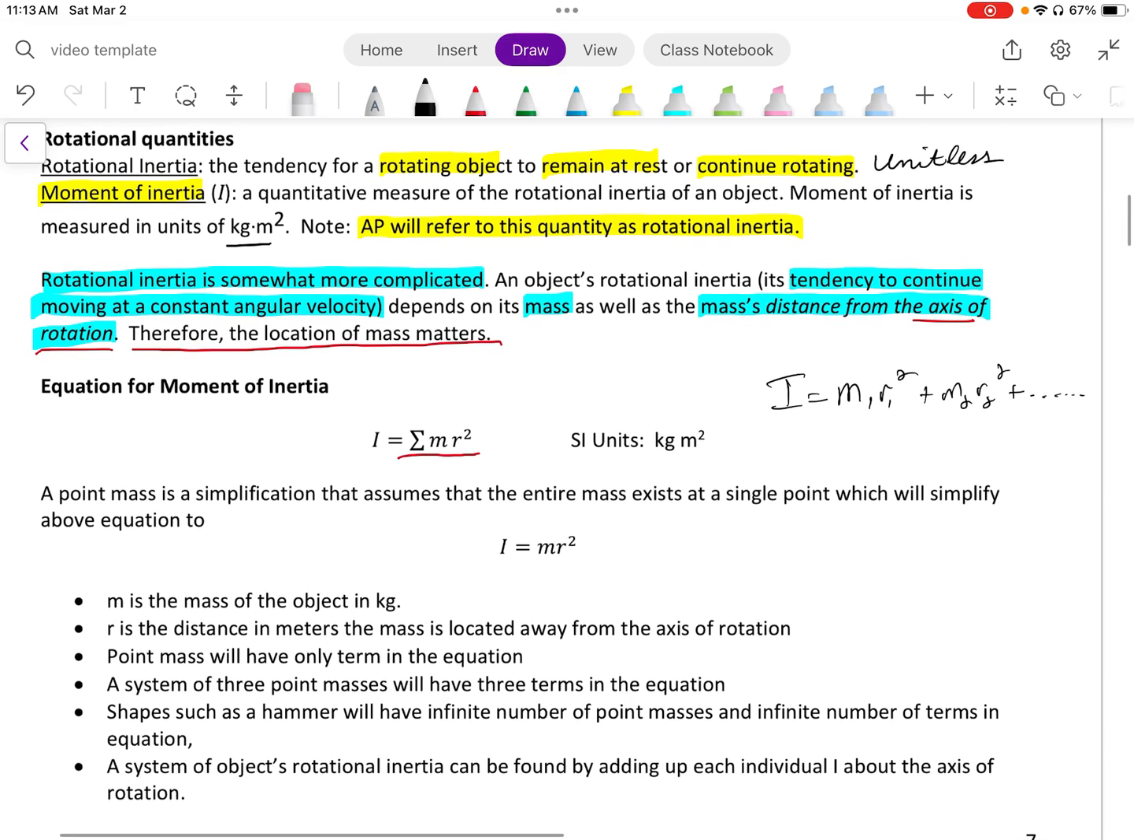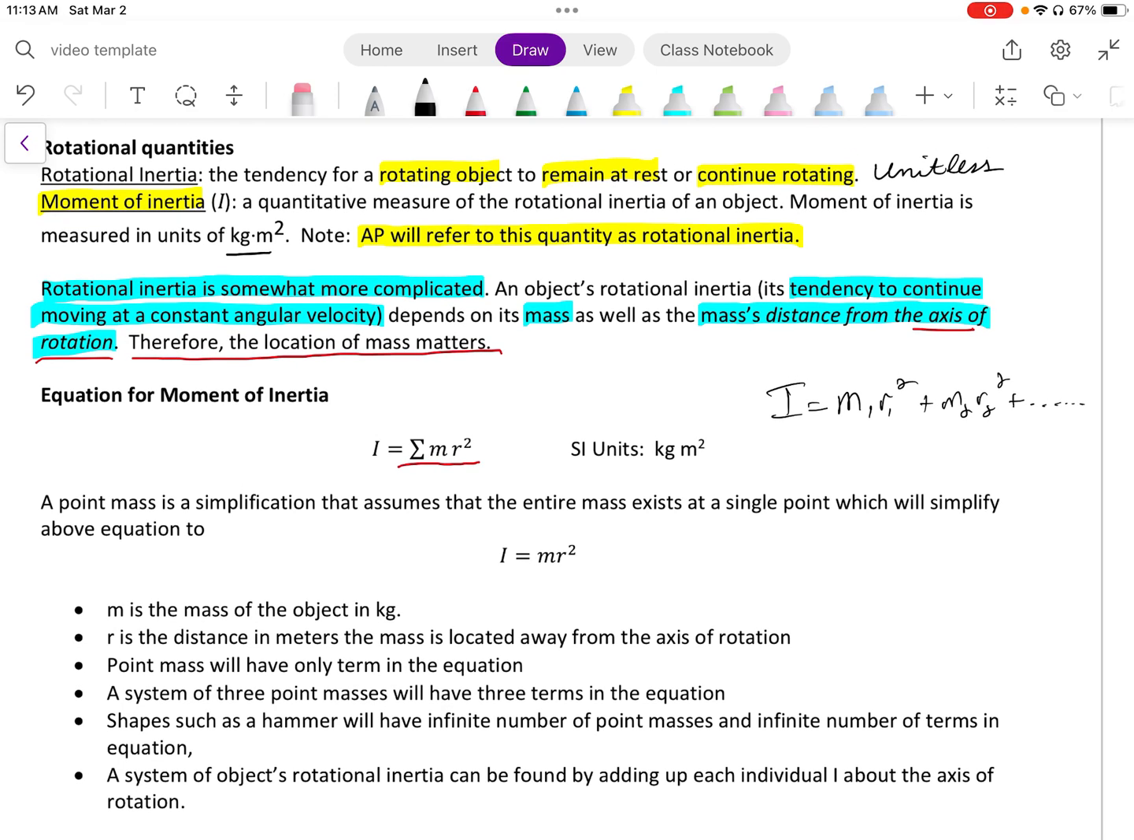Now, because we don't want to deal with an infinite number of masses, there is a simplification of this. So listen to this. A point mass is the simplification that assumes that the entire mass exists at a single point, which will simplify that equation above to I equals m r squared. Let me give you an example of what that might look like.